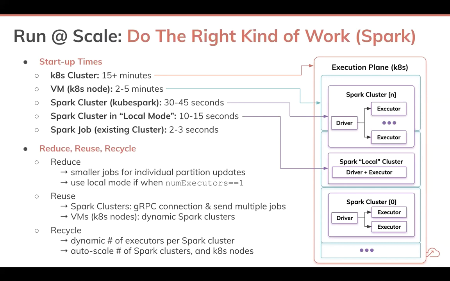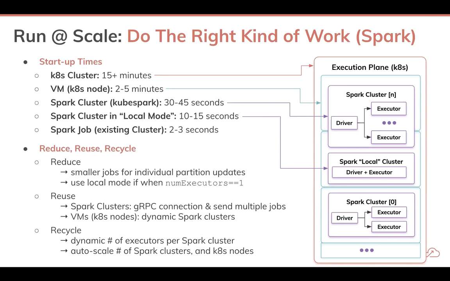We also know that by reducing things down when we only need one executor for the job, since we're aware of how much work has to be done, we can compact those down and run a local mode Spark cluster. When it gets to reusing resources, we try and reuse Spark clusters and infrastructure where we can. If we can maintain a gRPC connection and send multiple jobs to the same Spark cluster, we get a vastly more efficient spin-up time, and the system itself just runs far more performantly.